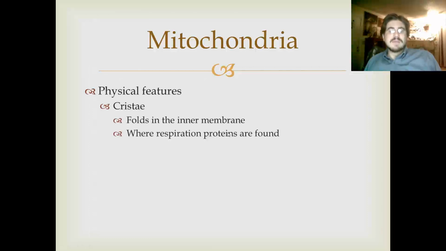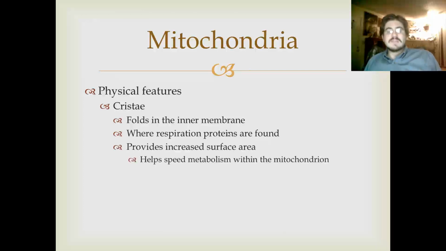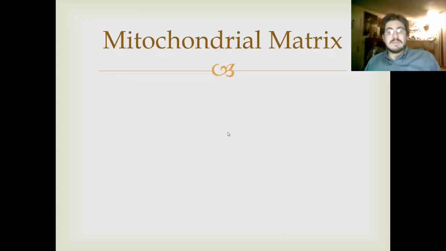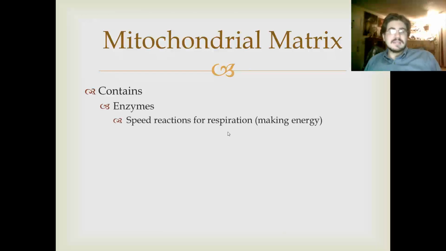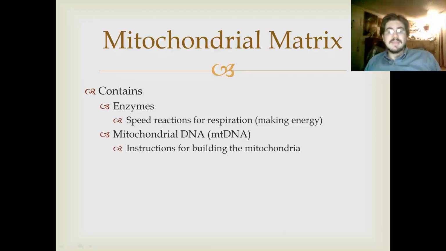So that's where respiration proteins are found. It provides increased surface area, which helps speed up metabolism within the mitochondria. Then you have the mitochondrial matrix, which is within the inner membrane, and it contains enzymes that speed reactions for respiration, making ATP. It has mitochondrial DNA, abbreviated mtDNA, which is the instructions for building the mitochondria, and that's not from the DNA in the nucleus.